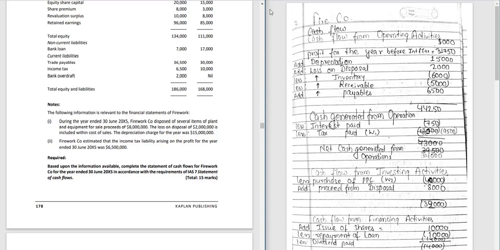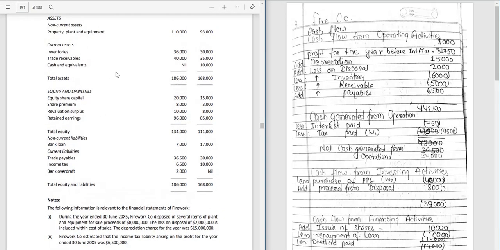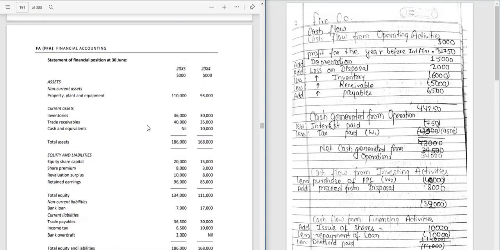So after that, we will check inventories. Okay, so inventory for the current year is 36,000, and last year inventory was 30,000. So it is increasing, and when the inventory is increasing, we need to subtract it. Okay, we will subtract 6,000, because it is increasing by 6,000. Then we have receivables. Current year receivable is 40,000, and last year receivable was 35,000. So it is also increasing by 5,000, so we will also subtract receivables 5,000.